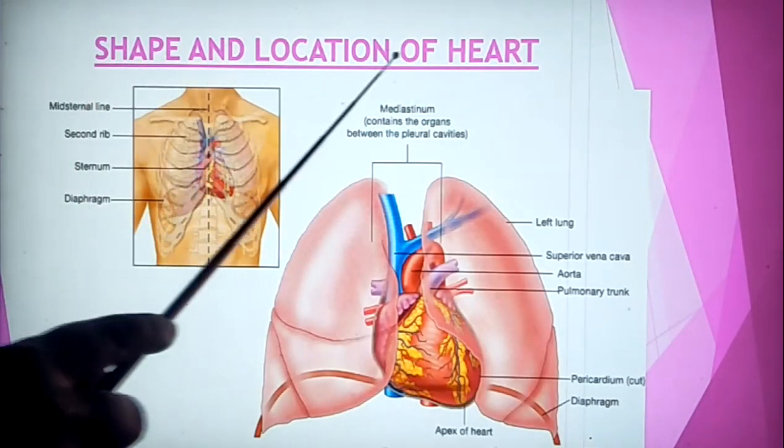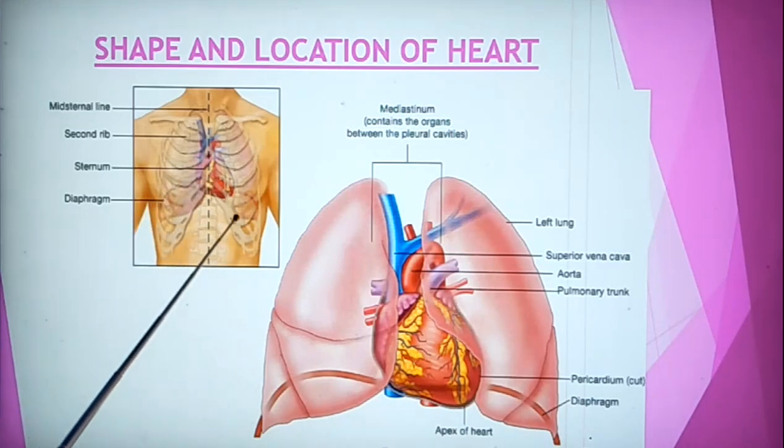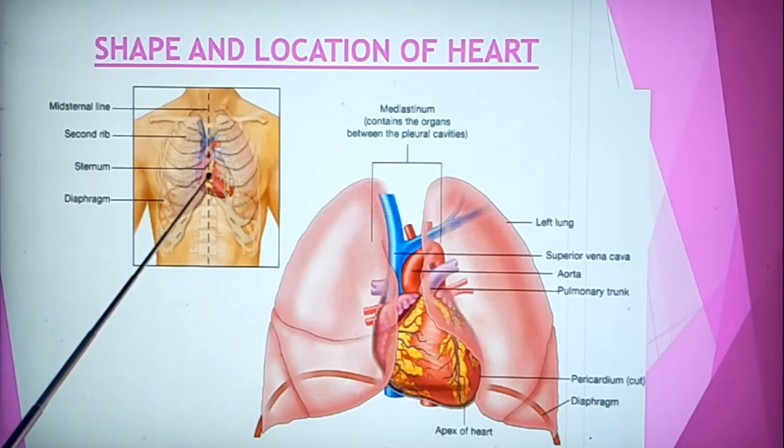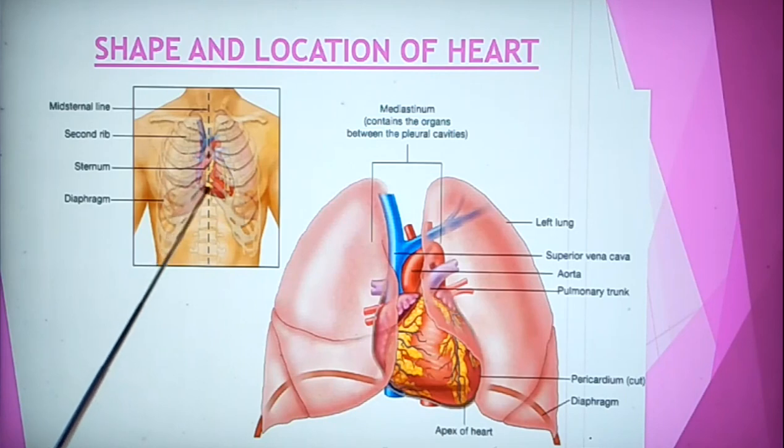Now see the shape and location of the heart. See the picture, you can see very clearly the middle bone, it is the sternum, and this is the diaphragm. This is the rib, and here you can see the heart. These two are the lungs. In between the lungs you can see the heart, and the outer covering of the heart is the pericardium. So it is protected by what? The ribs are there, and below it we can see the diaphragm.